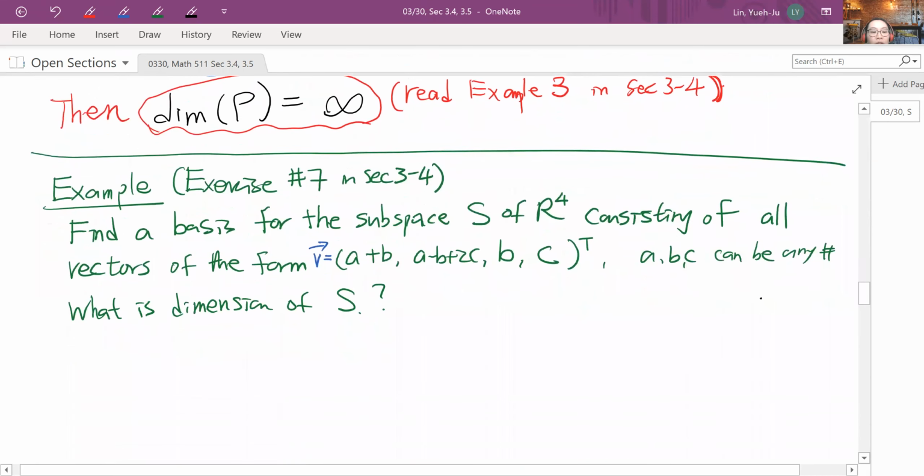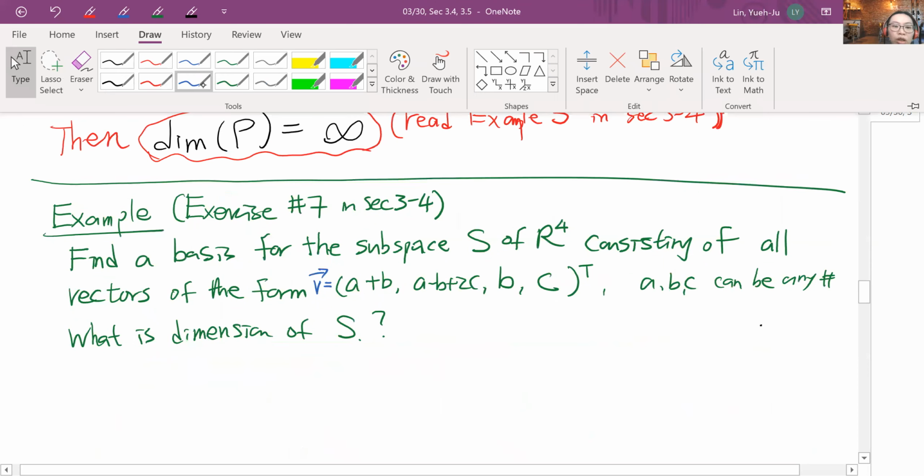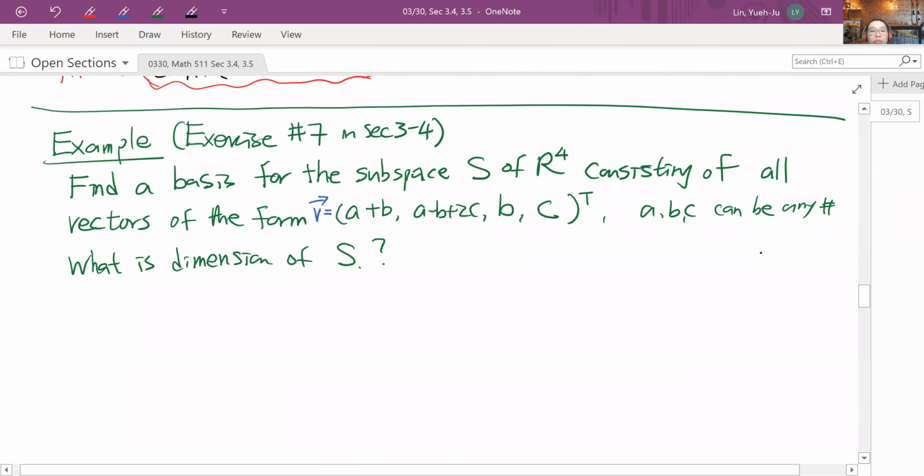Okay, the following example I pick out from exercise 7 in section 3.4. I didn't assign this one, but I actually assigned the other one, which I forgot the number. I think it's maybe 11, which is very similar to the concept here. So I want to do a model example, so hopefully you can use what you learned here to do other problems.